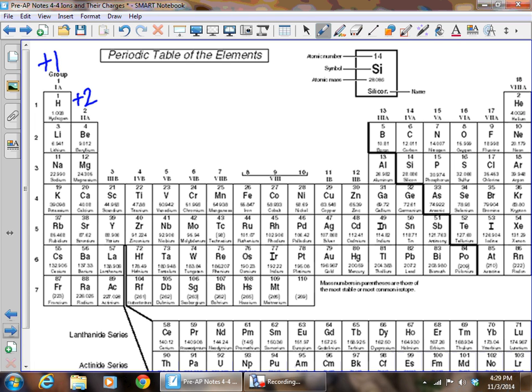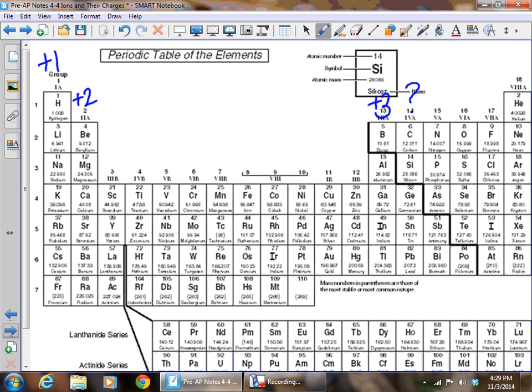Now, when we get over to this next area, we're going to get some variations here, but we often get a +3 from our boron, aluminum, gallium, those elements that are bordering that staircase on down. Now, when we get into group 4A, those are a big, huge question mark. We're not sure what those are going to do at times.